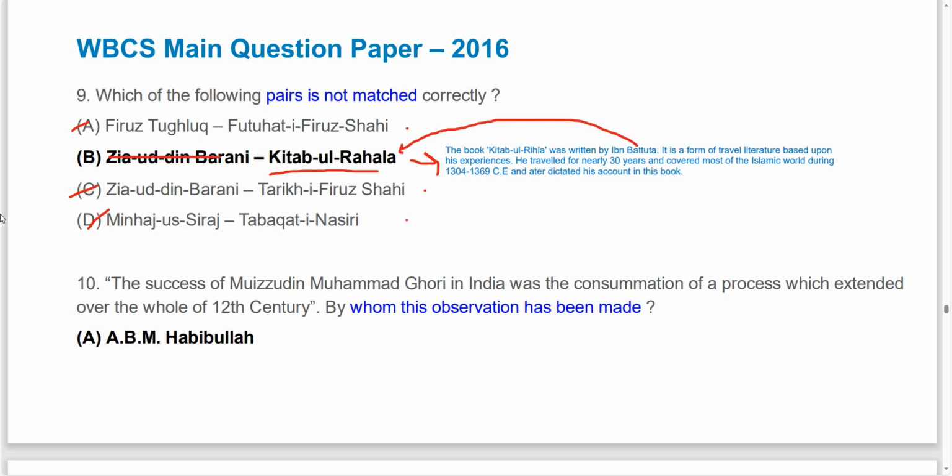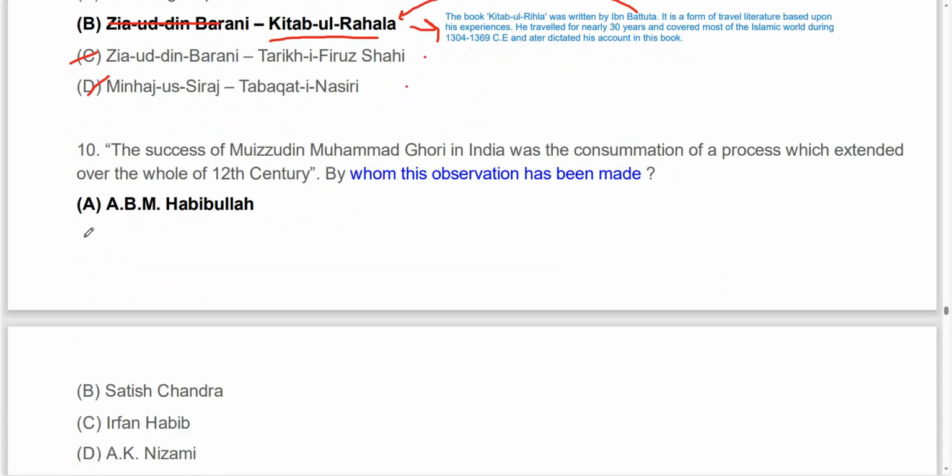So again, let's recap. Firoz Tughlaq wrote the Futuhat-e Firoz Shahi. Kitab-ul-Rihla was written by Ibn Battuta; it's a travel account. Ziauddin Barani wrote Tarikh-i Firoz Shahi, and Minhaj Siraj wrote Tabaqat-i Nasiri. Moving on to the next question.